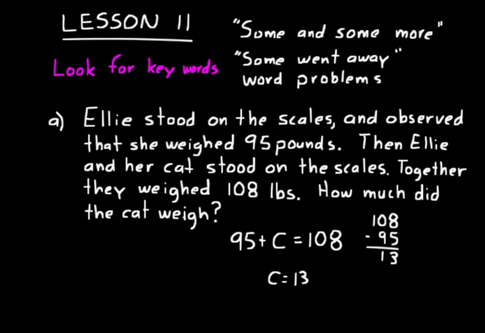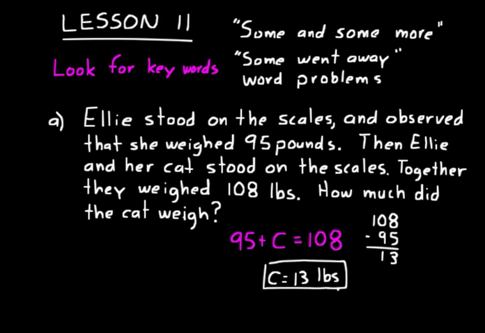You can check your work on that if you want to. Add 95 and 13, that does equal 108. So the cat, we could put our units down too. LBS is an abbreviation for pounds. The cat weighed 13 pounds. And think about it too, on a word problem, you just have a little bit more to work with other than just a formula that you have to solve for, because you have to make the formula yourself. Based on what the words were, we had to create that 95 plus C equals 108.